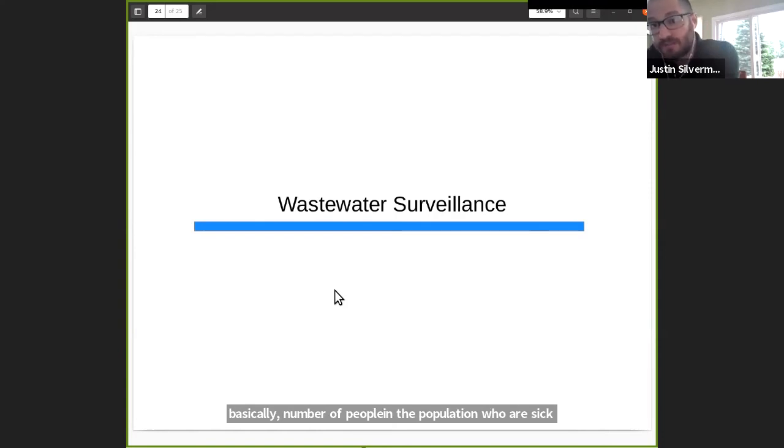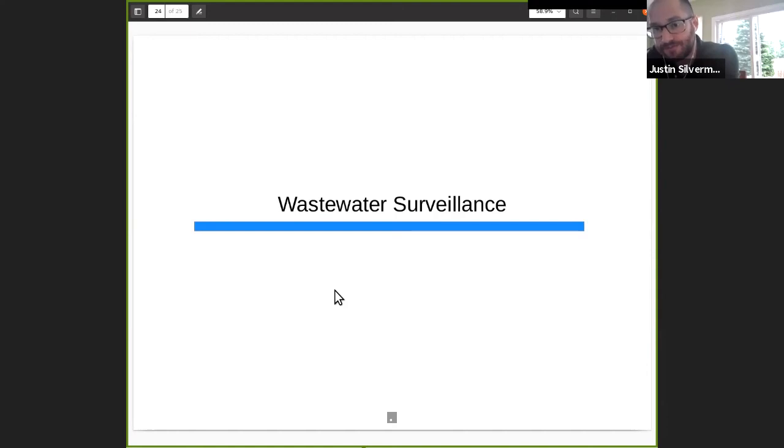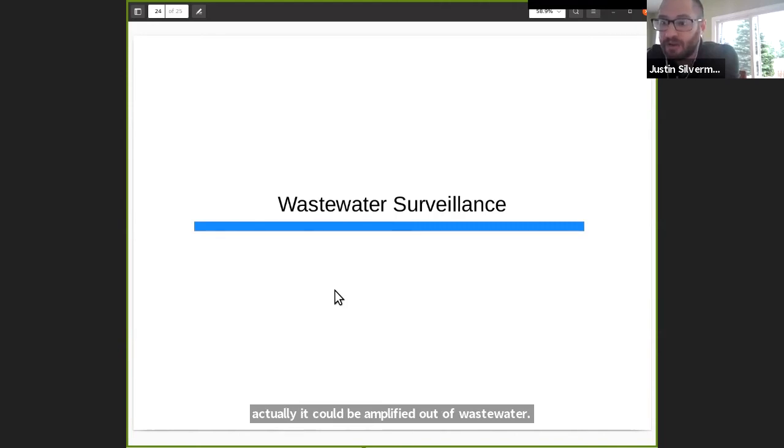This works because we know that SARS-CoV-2 is shed in the stool. Some early reports out of Europe suggested that it could actually be amplified out of wastewater. And so along with 3 other faculty members here at Penn State, we as a consortium started this wastewater surveillance project here at Penn State.